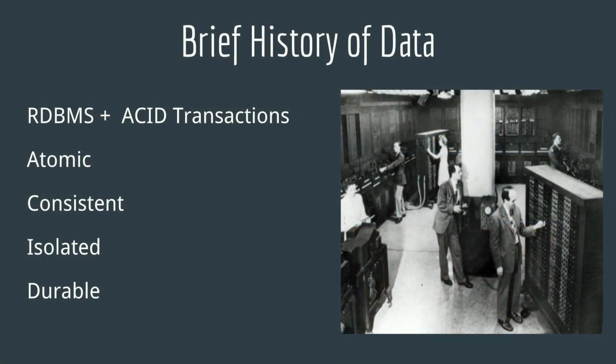All right, so, a brief history of data. In the very beginning of databases, we had relational databases with ACID transactions: atomic, consistent, isolated, durable. And this is how databases were for 20 plus years. ACID transactions were really nice and made it really simple to write your applications. If we went back to the LAMP stack days, it was pretty simple to write a LAMP application because you had the transaction consistency. It made a lot of things really nice and simple.